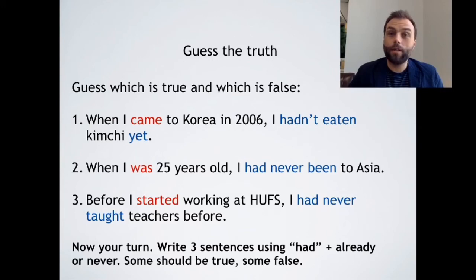Okay, actually, this is true. Yes. So when I was young, I traveled a lot. I traveled in Asia and Africa and North America. I've visited most of the countries in North Africa and quite a few countries in Europe. But when I was 25, I had never been to Asia. So that's true. Okay, number three.